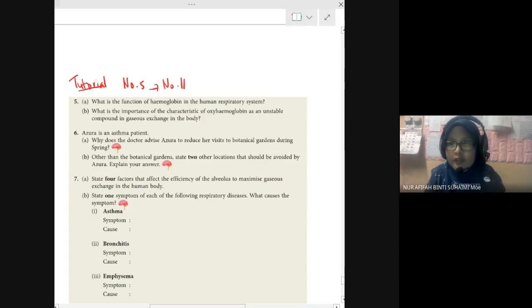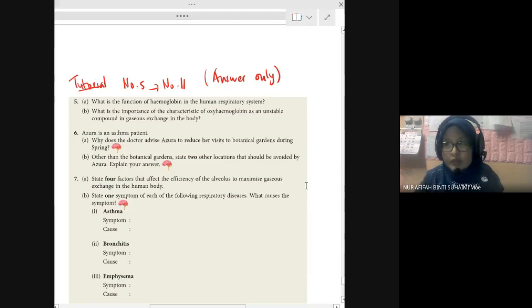You should have your practical book lah, exercise book from now on. Nanti nak buka sekolah lah lagi 3 minggu, 3-4 minggu lagi, sebulan. Okay, do number 5 until number 11. Answer only. Answer only ya. No need to copy the question again. You can refer to the textbook for the next time. So just write down the answer.